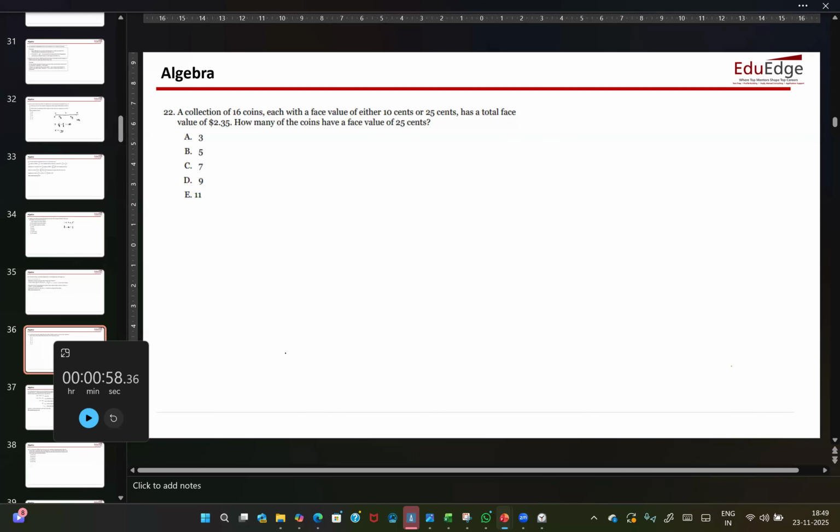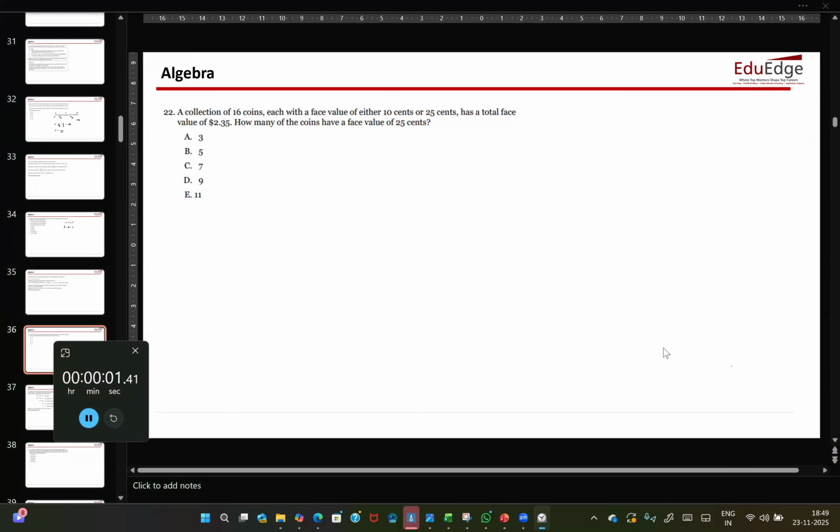Okay. Next one. Collection of 16 coins with face value of either 10 or 25. Let's put it 2.35.